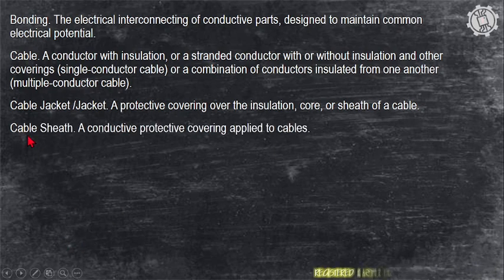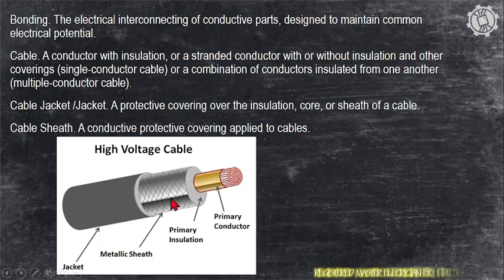When you have cable sheet, a conductive protective covering applied to cable. No? So, usually the sheet is used for grounding purposes, and also to protect the insulation of the cable. No? So, ito. So, we have here the jacket.